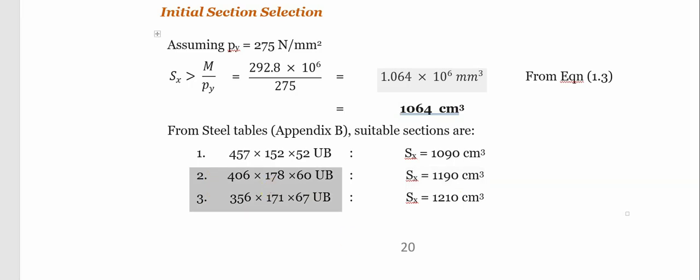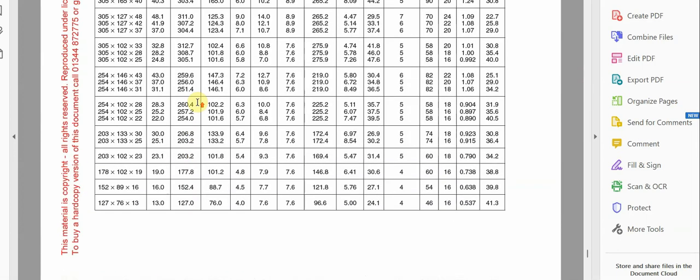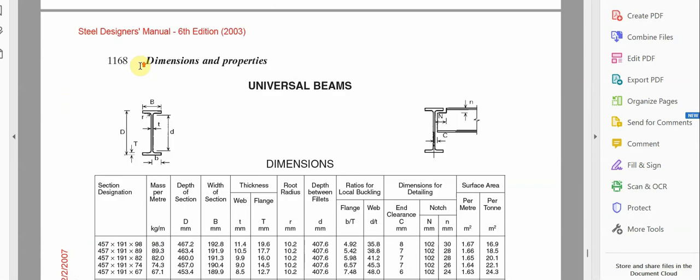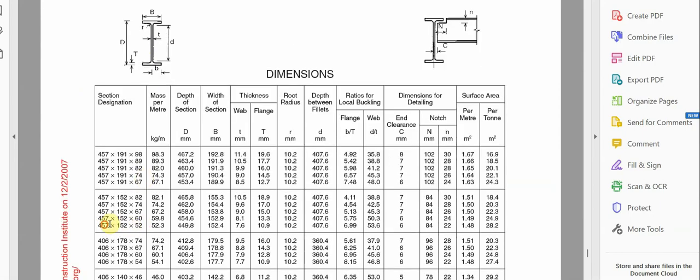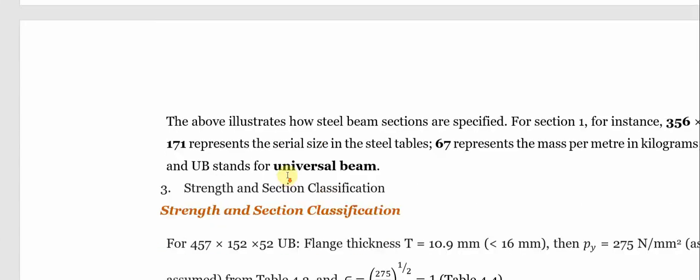Any member that we select has its own properties that we always take. Let me use the first table that we were checking the other time, the 457 by 152 by 52. Here we'll be able to see the properties like the D, the width of the section, the T, all these values. I will show us where we will be making use of them as we proceed. So let us continue.